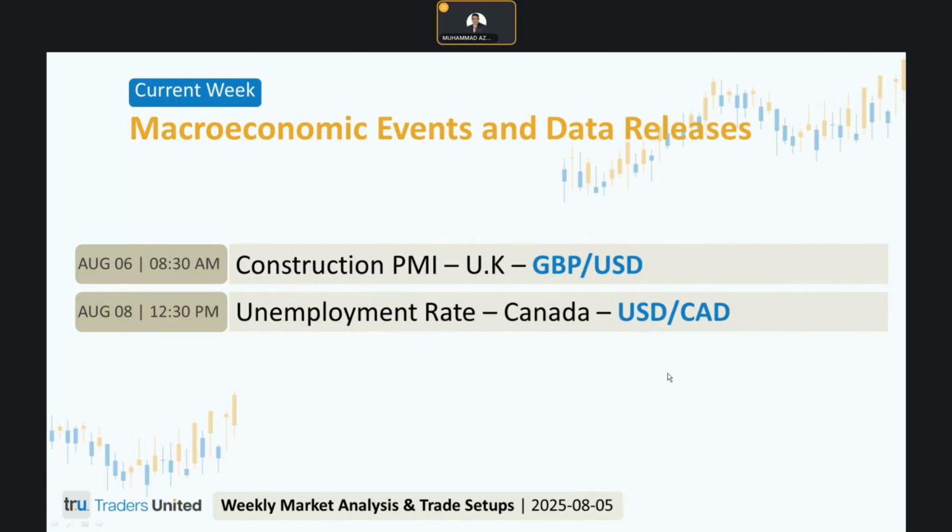So for the fundamental analysis, this is what we're going to do. Number one is the construction PMI related to the UK, and we will get this report on August 6th. Next one is the unemployment rate, Canada, and we will get this report on August 8th.